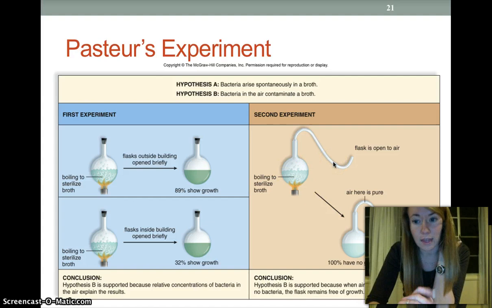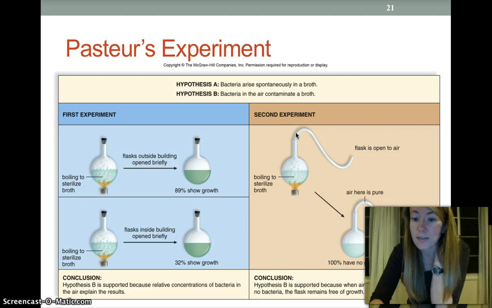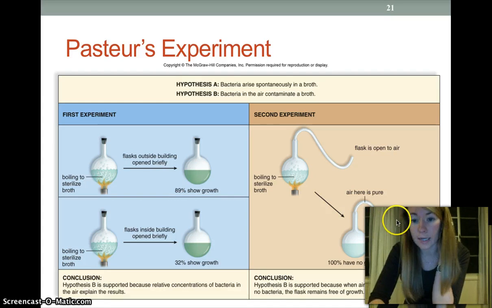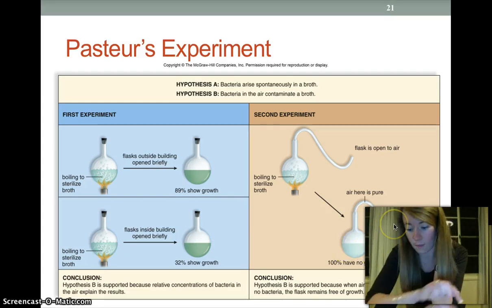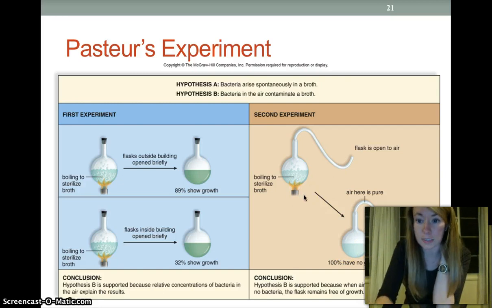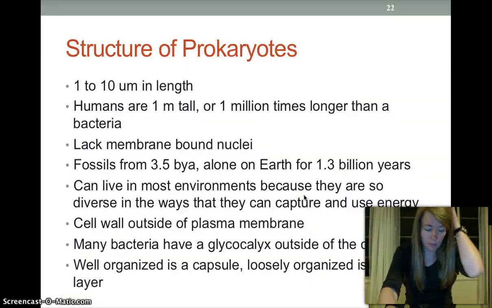However, if they come from the air, then there should be no bacteria in this after we boil it, because the bacteria get stuck right here and they can't get back up there. And so that's what they found. I know my picture's covering it, but you can look on page 372 in your textbook. 100% of the flasks did not have any bacterial growth, and they all had bacteria collected in this little divot right here. So hypothesis B was again supported. So they showed that bacteria don't spontaneously generate, they come from the air.